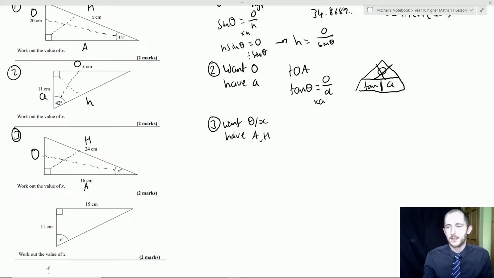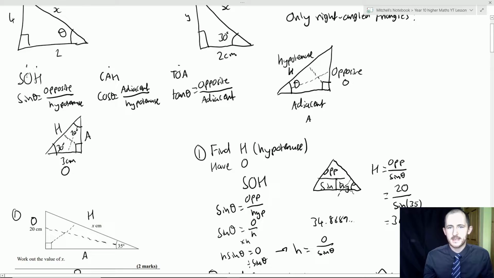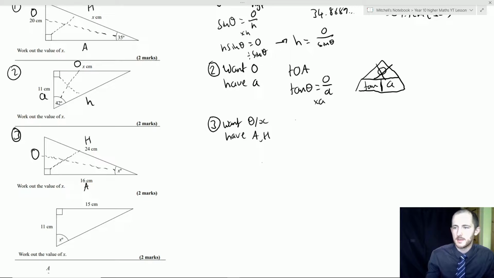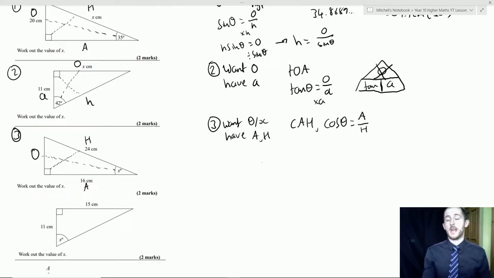So once again, go back to this. Which one has A and H in it? It's CAH. So we're going to be using CAH. In other words, we have cos theta equals A over H. Now this is where things get a bit more interesting, because we don't want cos theta, we want theta or x, whatever you want to call it. So what we need to do is something called the inverse cos. We're going to be typing this into our calculator.